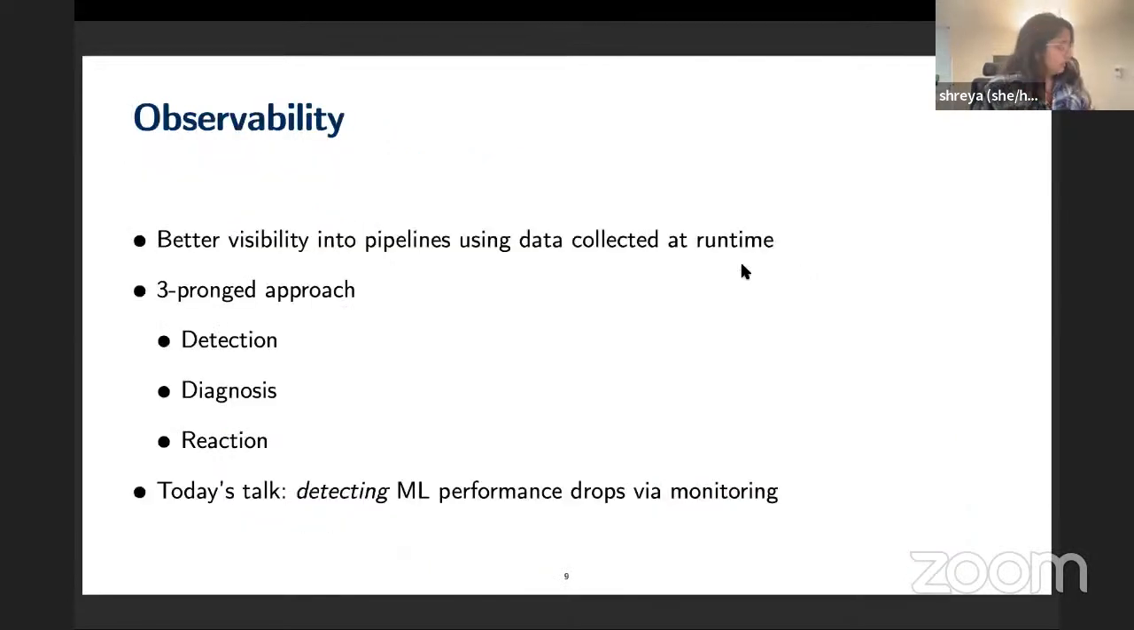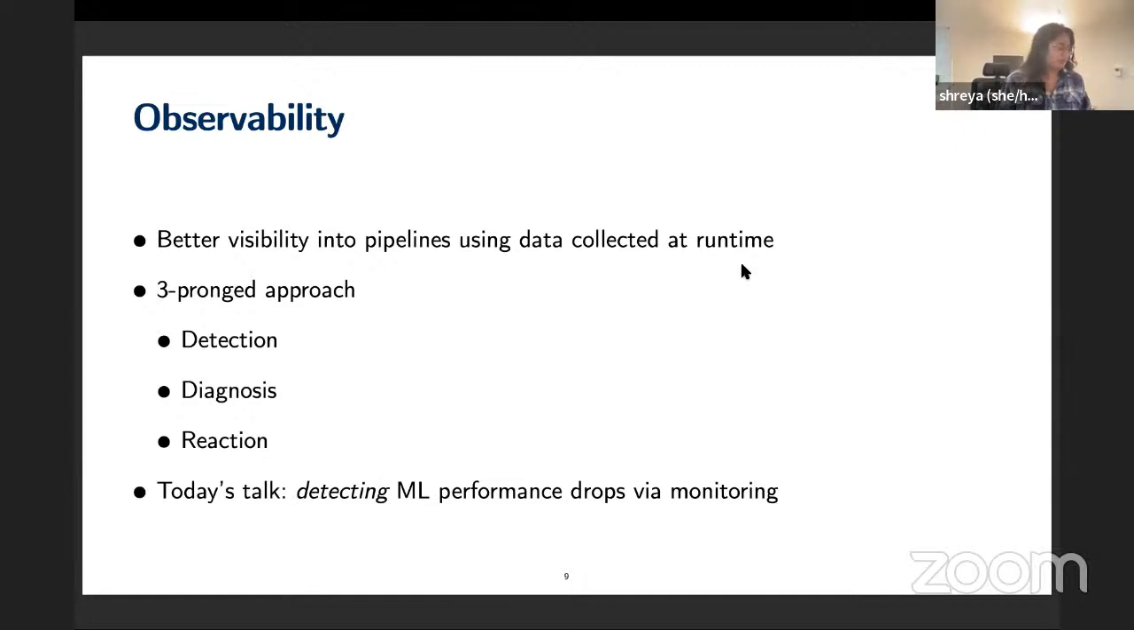And it also makes the problem hard because all of these various configurations of the tech stack make it hard to get some bolt-on, I'll use the term bolt-on here. If I want to tack on observability, what does that mean? The definition that I use here is having better visibility into pipelines using data collected at runtime.